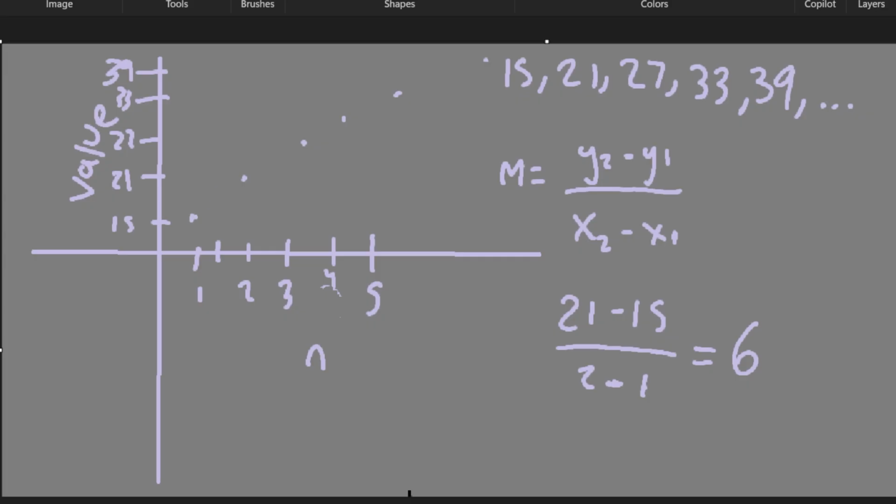You're not going to connect the dots. You're just going to leave it as is, because the sequence is only defined at the whole number values of n. It's not defined at n equals 1.5 or n equals 2.5. Those values are meaningless. When you connect it with a line, you're inferring that there are meaningful values in between n equals 1, n equals 2, n equals 3, and that's just not the case. So you just leave it like this, just the dots.